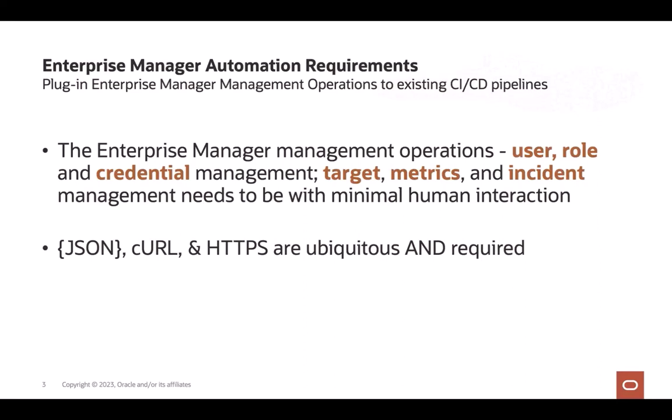It is also worth mentioning that these APIs operate based on JSON, making it easy to work with. Additionally, using tools such as curl and communicating over HTTPS ensures a secure and reliable connection between your automation tools and Enterprise Manager.